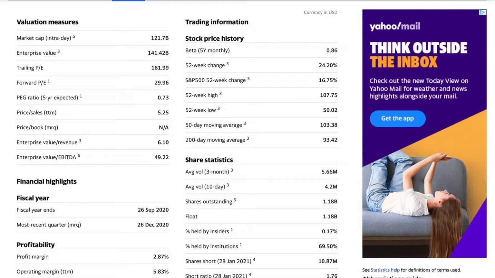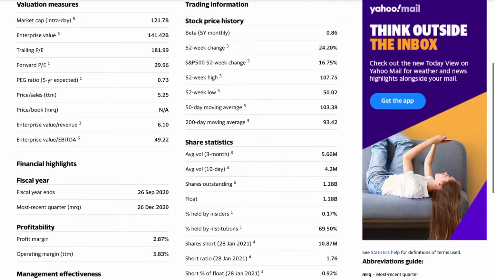Stock price history can be useful at times, mostly for when you're trying to get a feel of how this company that you're looking at has been progressing over the past 52 weeks.